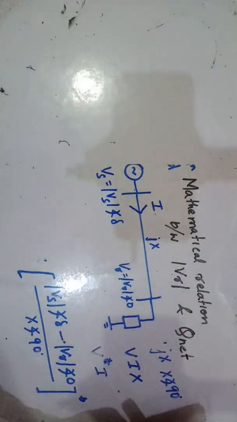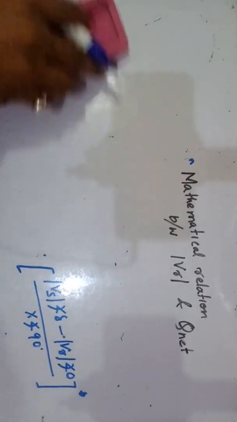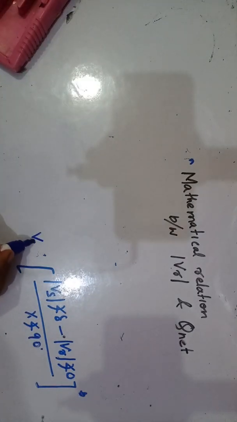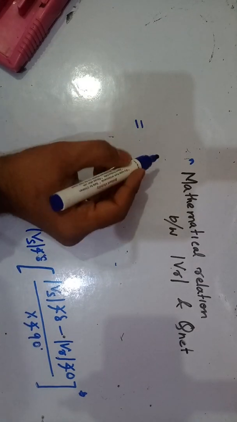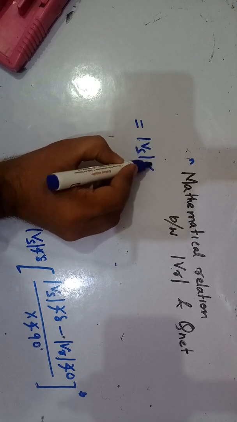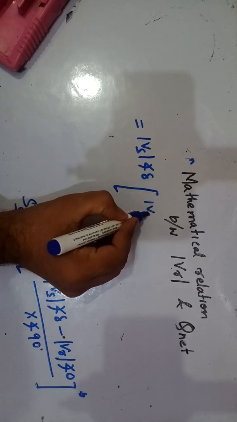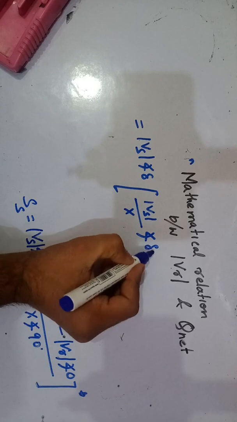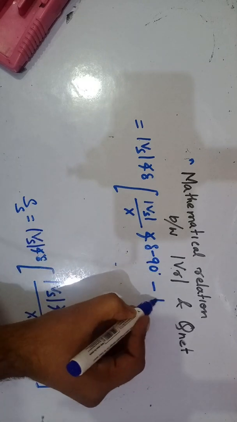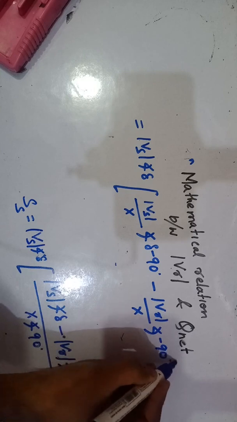Now what will be the next terminology? So this is your sending end complex power. Now I can write it like this. I will separate it. I will write it as Vs upon X at an angle delta minus 90, minus mod of Vr upon X at an angle minus 90 degree, and that is a star.